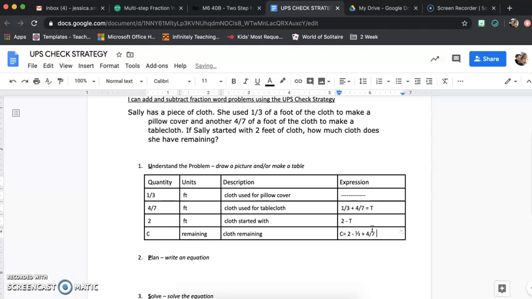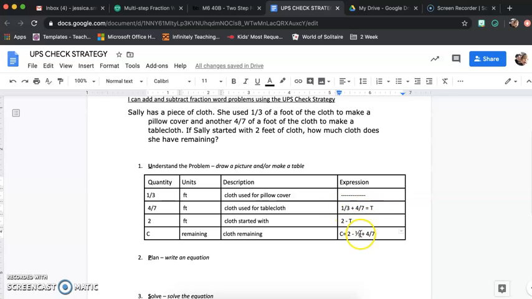Okay, now notice that at the moment I do not have any parentheses. I'm going to put those in just a second because I've got to go back and check all this stuff before I write my equation. So let's see, 1/3 and 4/7. Well, that's the total that she used of cloth. So I know that's what I need to do first.